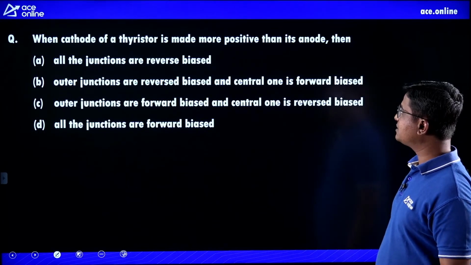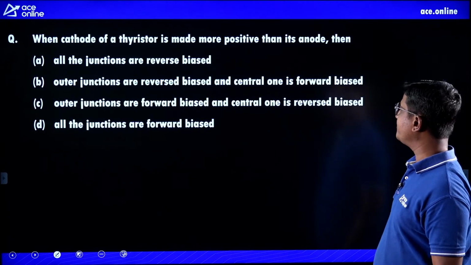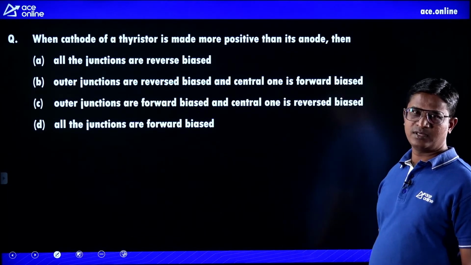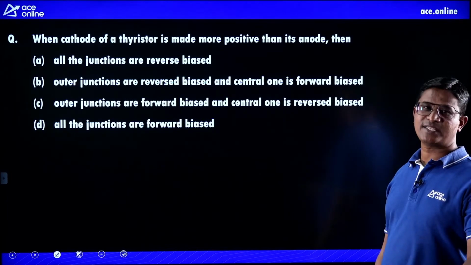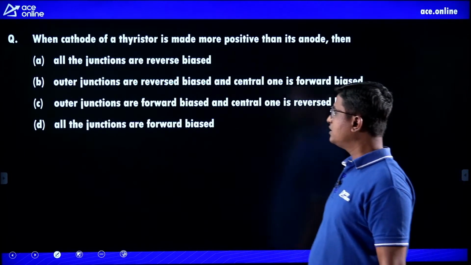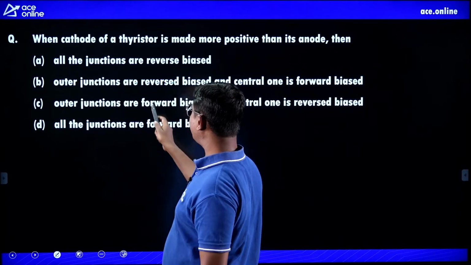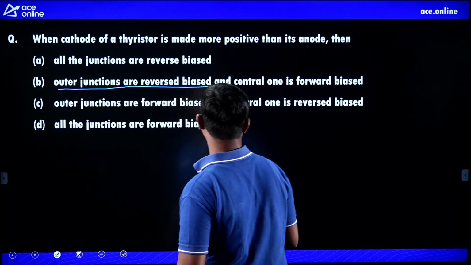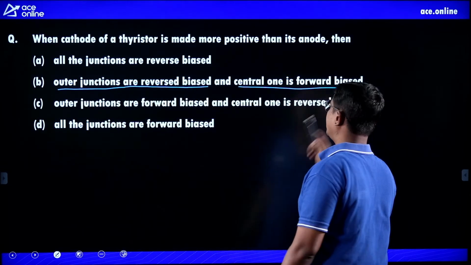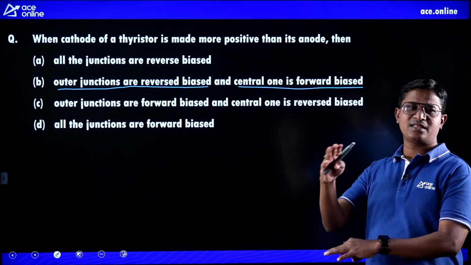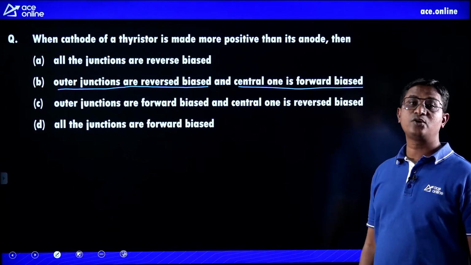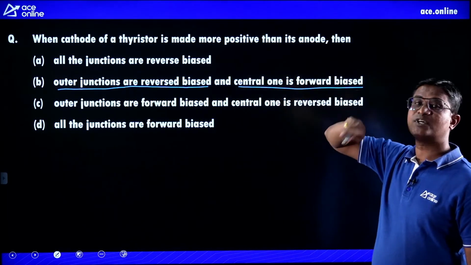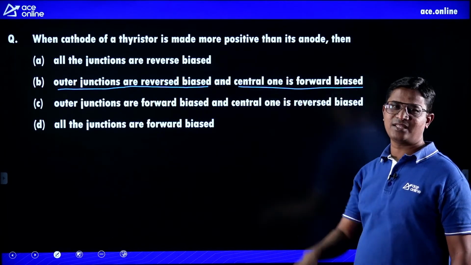When the cathode of a thyristor is made more positive than its anode, your device is in a reverse bias mode. If the device is in reverse bias mode, are the outer junctions forward or reverse biased? Reverse bias. But what about the central one? The middle junction is forward biased. That is, J1 and J3 reverse biased, J2 forward biased. It is given that your SCR is in reverse bias mode, with the cathode at a higher potential than the anode.